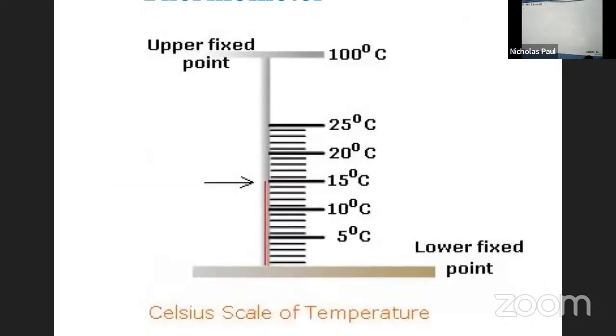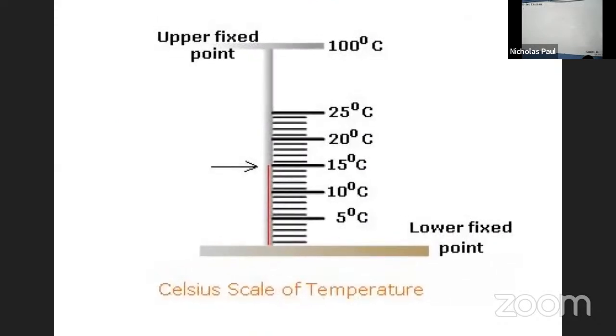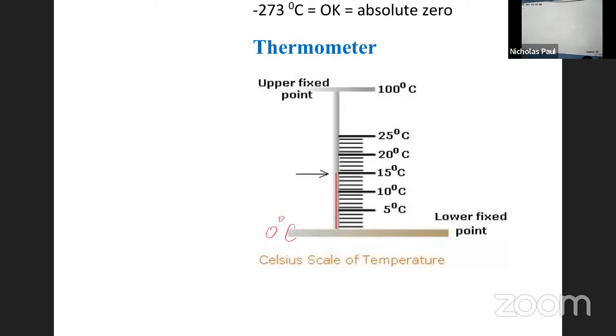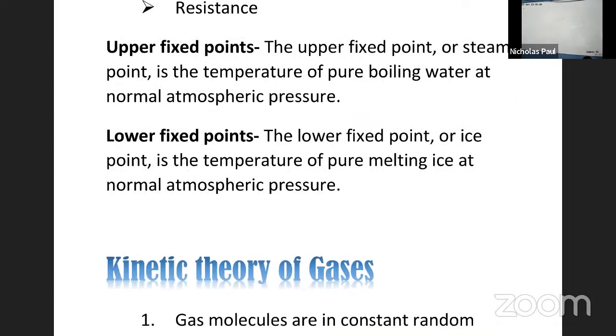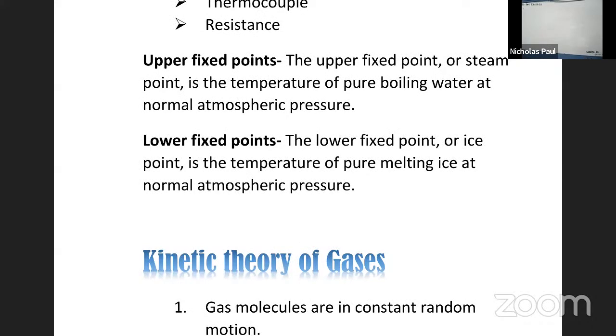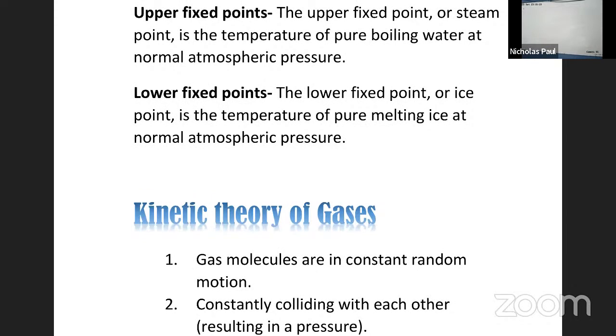Next, thermometer. You generally have two fixed points on it: the lower fixed point and the upper fixed point. The lower fixed point is 0 degrees Celsius. The upper fixed point is 100 degrees Celsius. The upper fixed point is the temperature of pure boiling water at normal atmospheric pressure. The lower fixed point is the temperature of pure melting ice at normal atmospheric pressure. Don't forget about these words in the explanation.